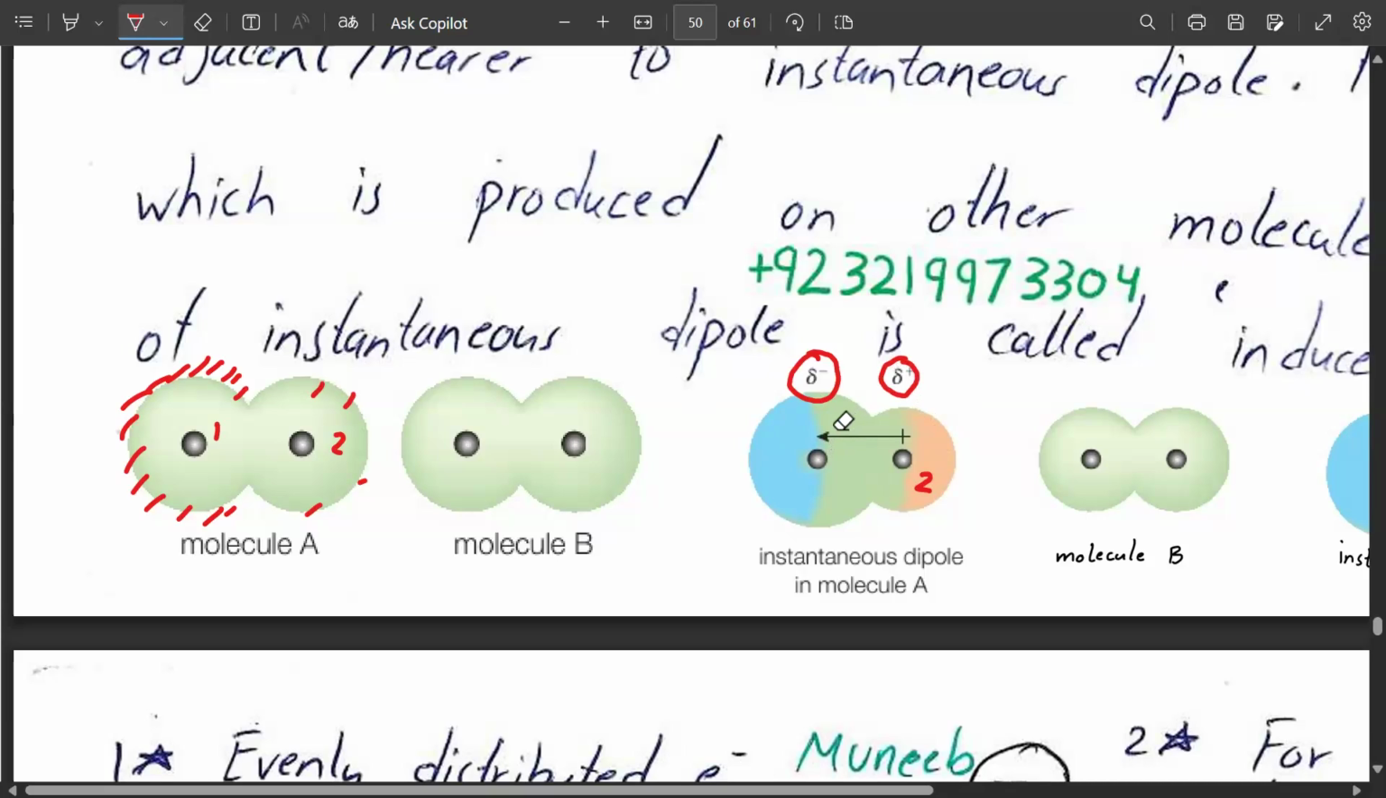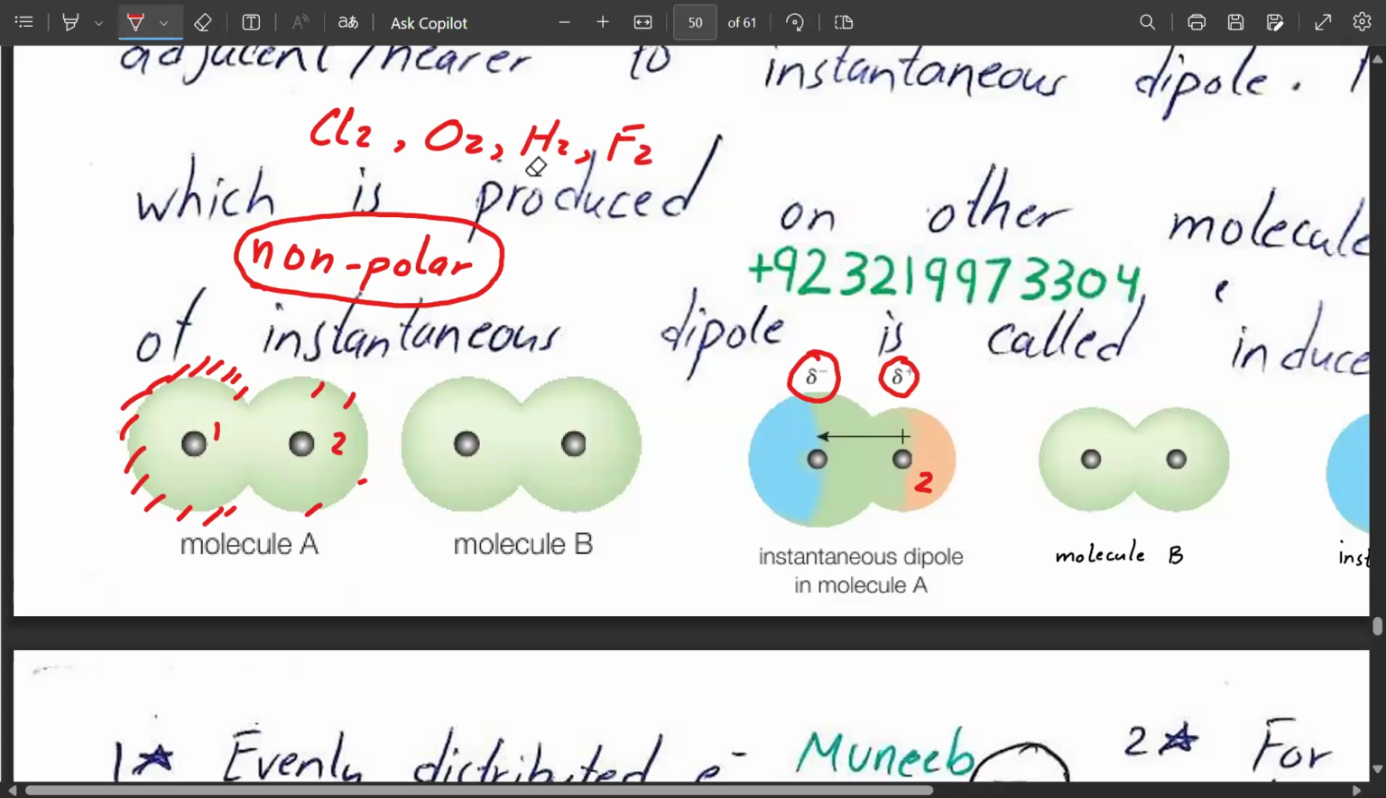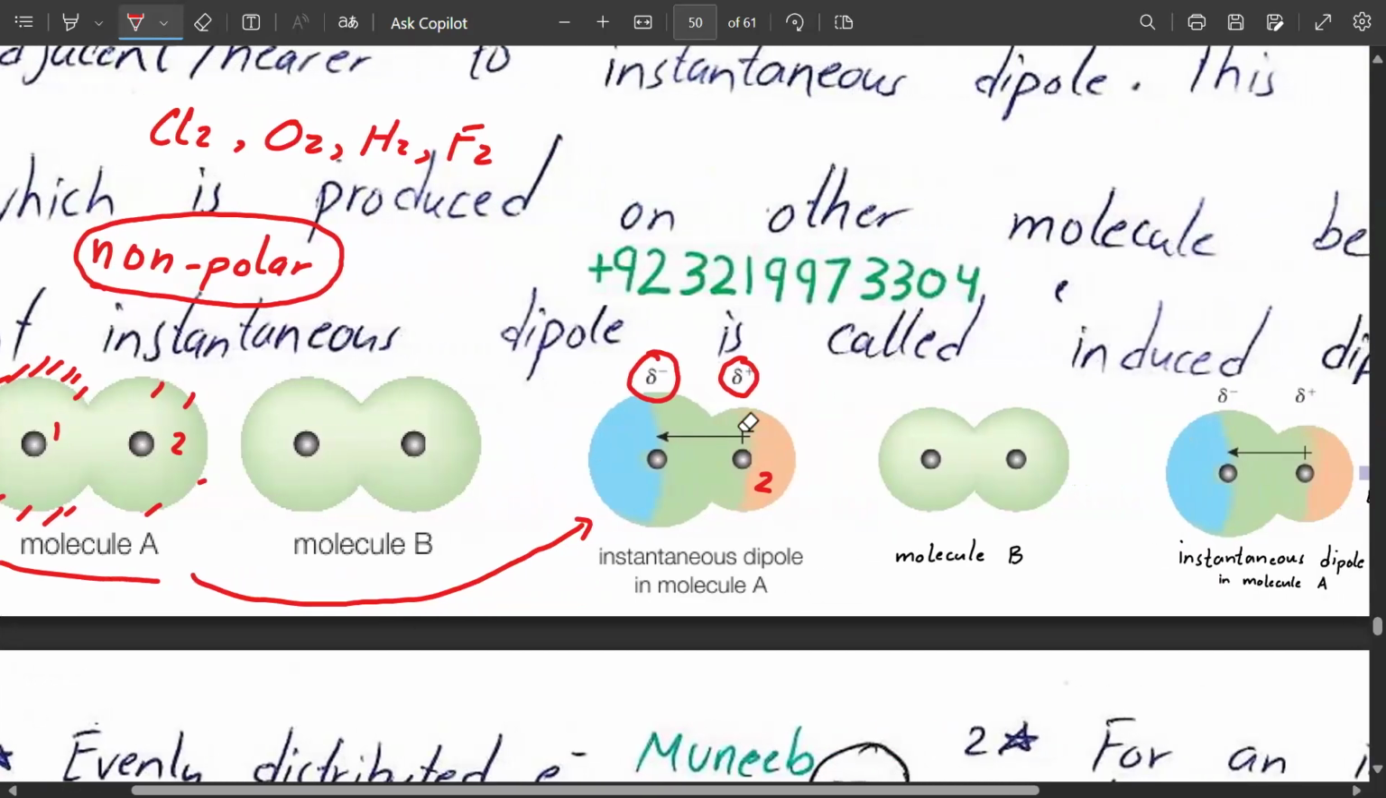So this is how an instantaneous dipole is created in any sort of molecule, especially those which are naturally nonpolar. We are more concerned with those molecules which are nonpolar, because nonpolar molecules do not have such an electronegativity difference between the atoms to become polar, or the shape of the molecule cancels out their dipoles. So examples of nonpolar molecules are Cl2, O2, H2, F2, etc. These molecules are completely nonpolar. So this is how the instantaneous dipole is created in molecule A, whose picture is depicted here. This reflects the presence of the instantaneous dipole in molecule A, and the dipole arrow direction is represented here. Now we have got an instantaneous dipole.